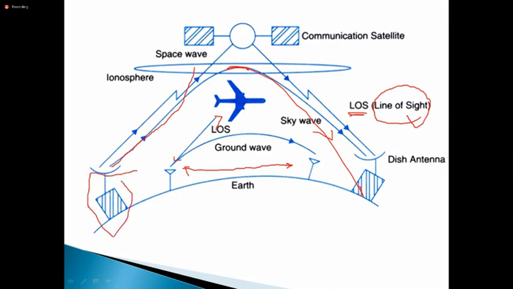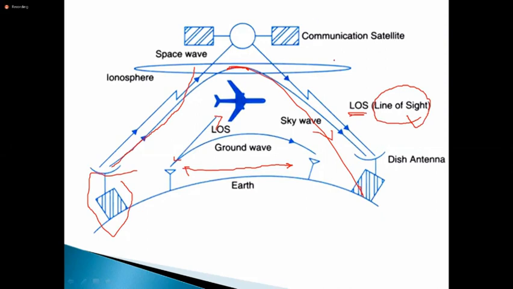Then when you consider the skywave propagation mode, it is not line of sight. It is not a straight line path. Ground wave is also not line of sight. But in satellite communication, the link between the transmitter and the satellite is line of sight, and the link between the satellite and the receiver is line of sight.